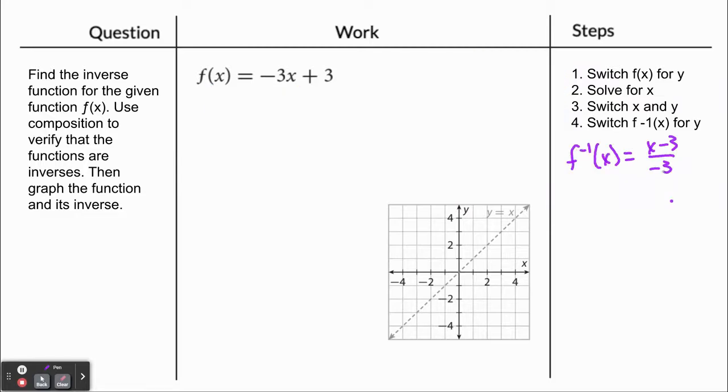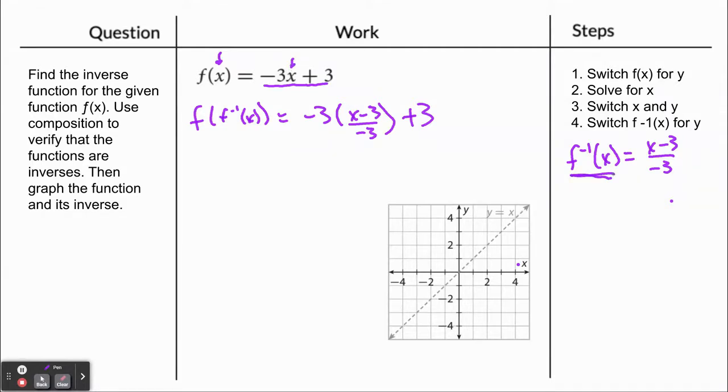So I'm going to verify by using composition. I'm going to take first my original function, which is this. And instead of plugging in x, I'm going to plug in the inverse function. So wherever I see x, I'm going to plug in the whole inverse function here. So I see negative 3 times x. So instead of x, I'm going to plug in x minus 3 over negative 3, and then add 3. So now instead of this being x here, I just plugged in the inverse function instead.